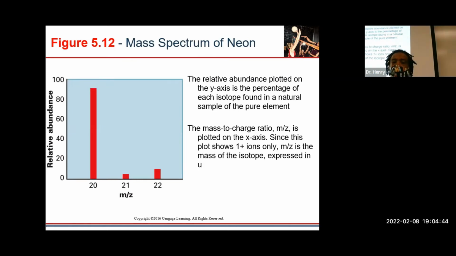So here we have neon. Neon has 3 isotopes. Now this is a graph from a mass spec. Mass spec is an instrument that is able to determine the mass of a particular atom, right? It will ionize that atom, and by doing that ionization, you're able to calculate the mass. So neon has 3 isotopes: neon 20, neon 21, and neon 22. Neon 20 is the most abundant.